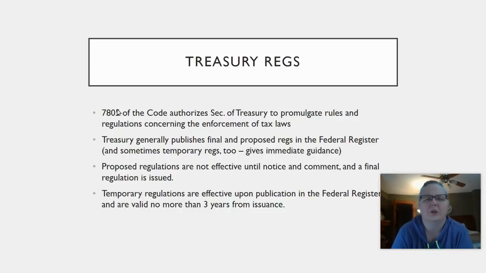Okay. What are Treasury regulations? Well, they're done by the Secretary of Treasury to promulgate rules and regulations with regard to the enforcement of the tax laws. So final and proposed regs, as I said before, are published in the Federal Register, sometimes temporary regs too. If it's a proposed reg, remember that you have to go through a period of notice and comment before they're effective, and then you would have a final regulation issued. But sometimes a temporary regulation is done at the same time as a proposed reg if they want to make sure that they have immediate effect. Temporary regs are valid for no more than 3 years, but if it's something that they don't want to wait for notice and comment before having it take effect, then they can do them together.